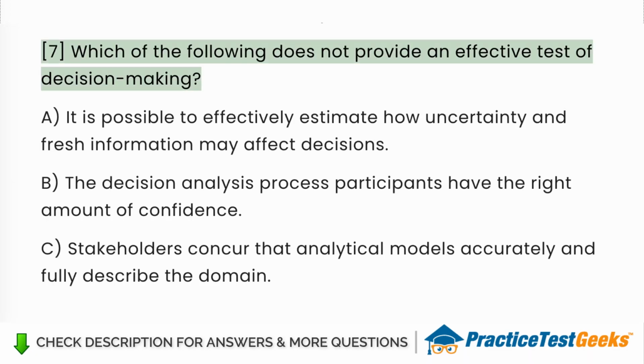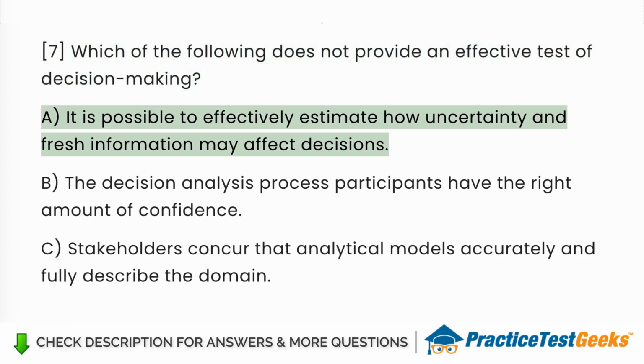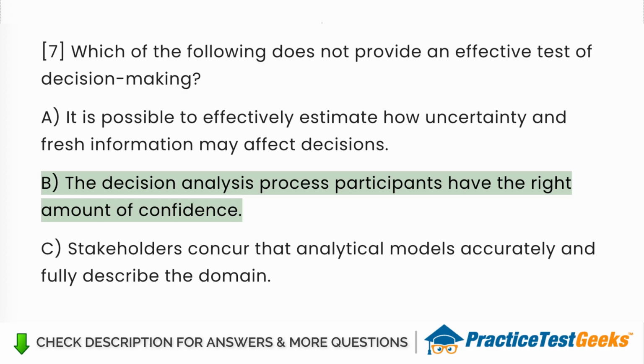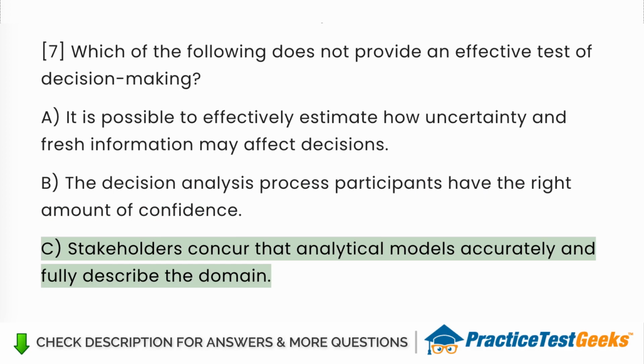Which of the following does not provide an effective test of decision-making? A. It is possible to effectively estimate how uncertainty and fresh information may affect decisions. B. The decision analysis process participants have the right amount of confidence. C. Stakeholders concur that analytical models accurately and fully describe the domain.